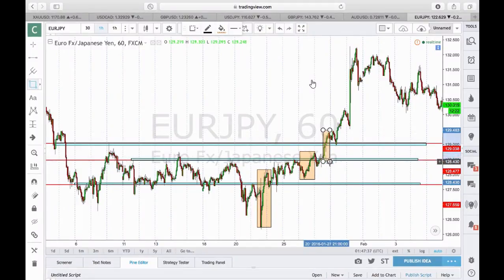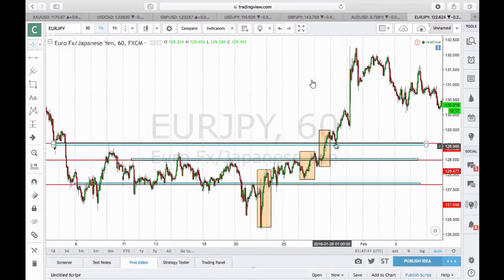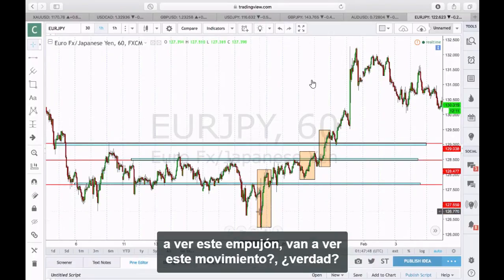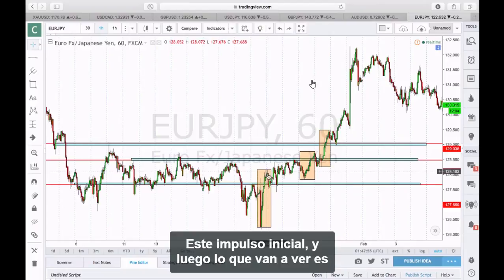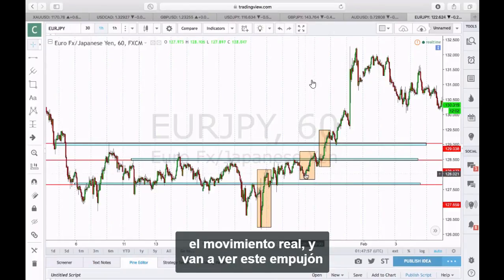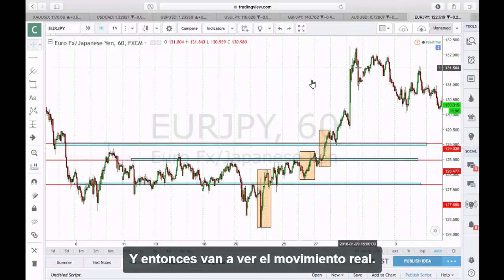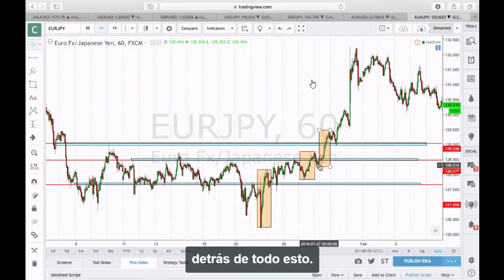When it breaks, to test again as a newfound floor, this is for an uptrend, I'm going to break down the downtrend after. You're going to see this push, this initial momentum move, and then you're going to see the real move. Then you're going to see this push, and then the real move, and then a push, and then the real move. Our main focus is to capture the real moves behind this whole thing.